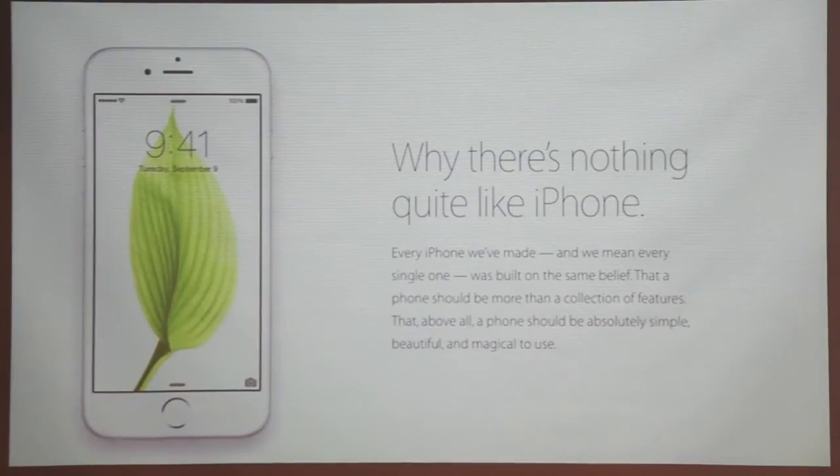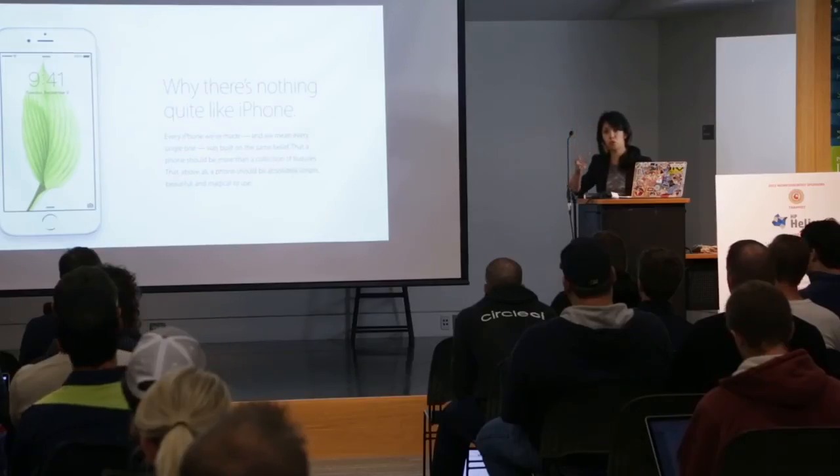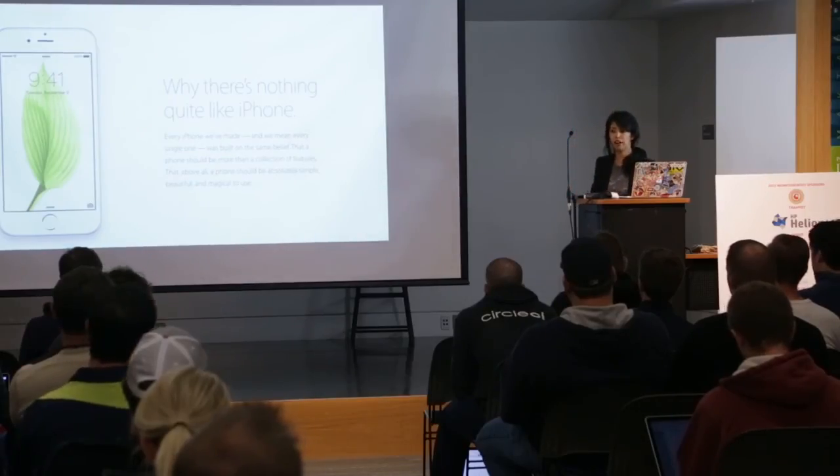Now, going to Apple's website, it's kind of like the flip side of how to present that same information. Why there's nothing quite like the iPhone. It starts with why. Because this iPhone is built on a belief that above all, a phone should be simple, beautiful, and magical to use. And when you start scrolling through this page, it starts talking about how you're going to have value.